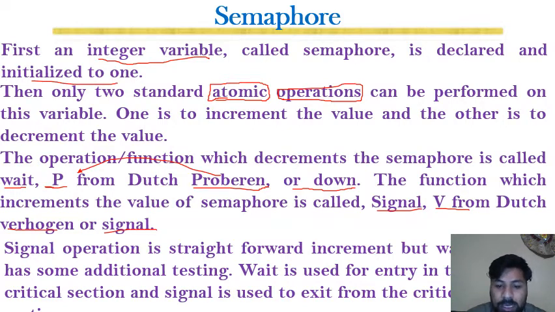On the other hand, wait has some earlier testing, and then it has to decrement the value of the semaphore. Wait is used for entry into the critical section. Once we are entering the critical section, we must call the wait operation, and once we are leaving the critical section, then we will run the signal function.